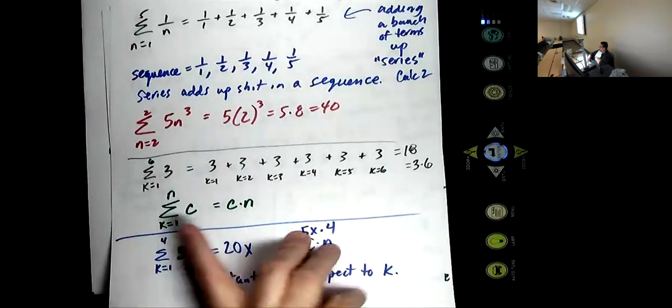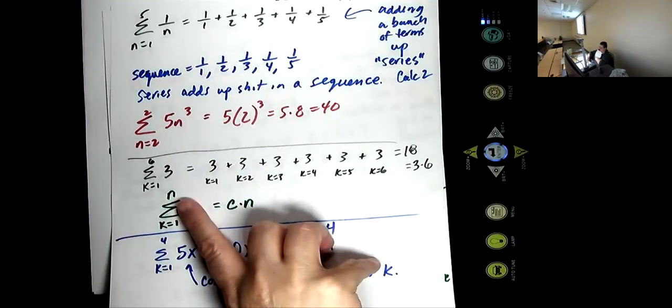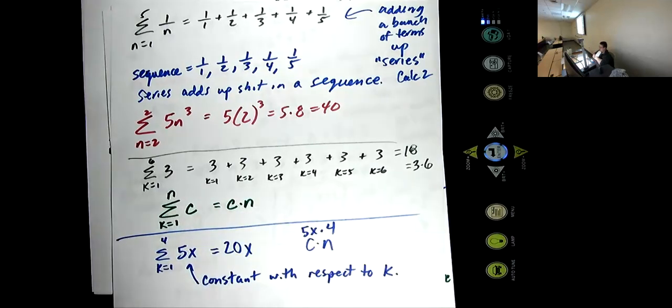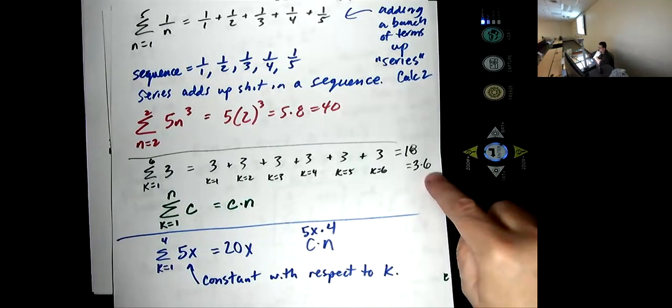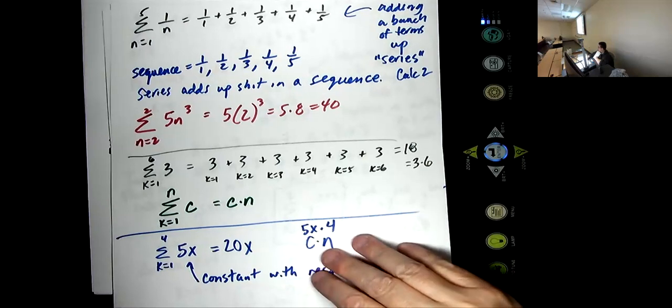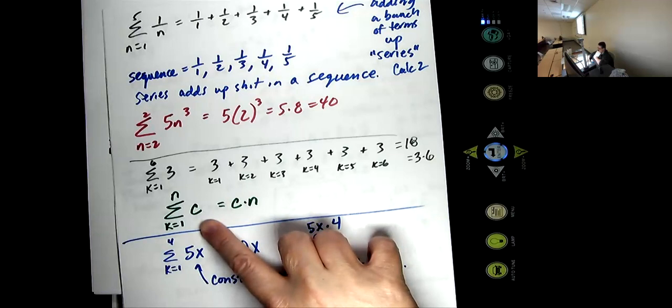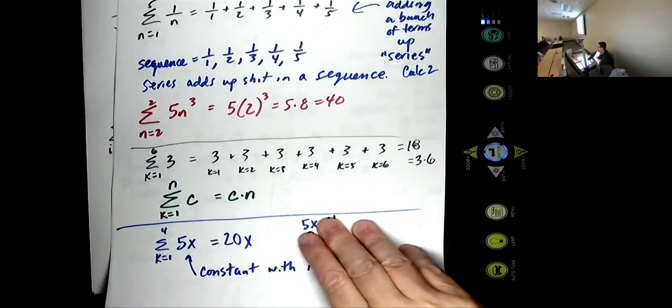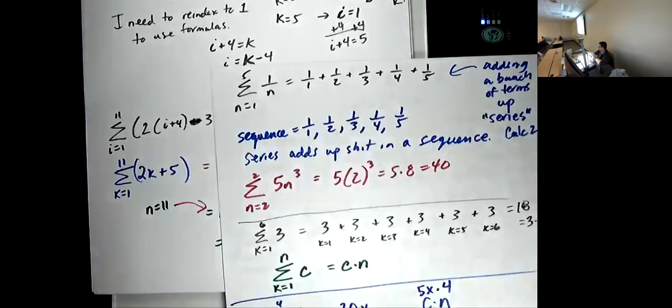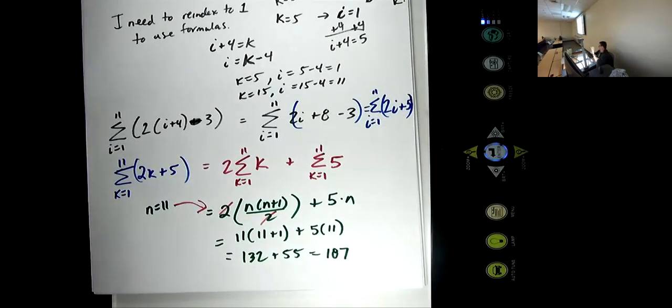When we did it with the 3, 1 to 6, we ended up with 3 times 6. It's a different formula. It's the C. k equals 1 with a constant to the N is C times N. It's a different formula. Are you good now? Think so. Okay.